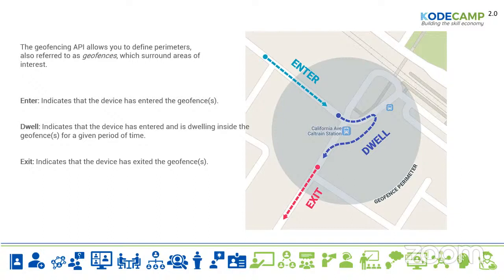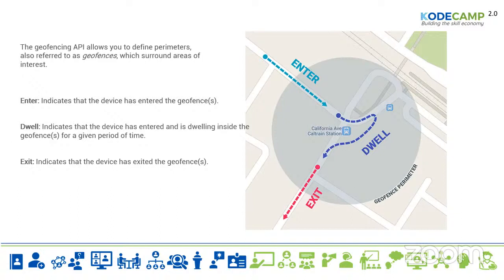The transition types are the enter, which indicates that the device has entered the geofence. You can see that on the diagram here. We have the dwell, and this indicates that the device has entered and is dwelling inside the geofence for a given period of time. And then, of course, we have the last one, which is the exit, and that indicates that the device has exited the geofence. So these are the various transition types.